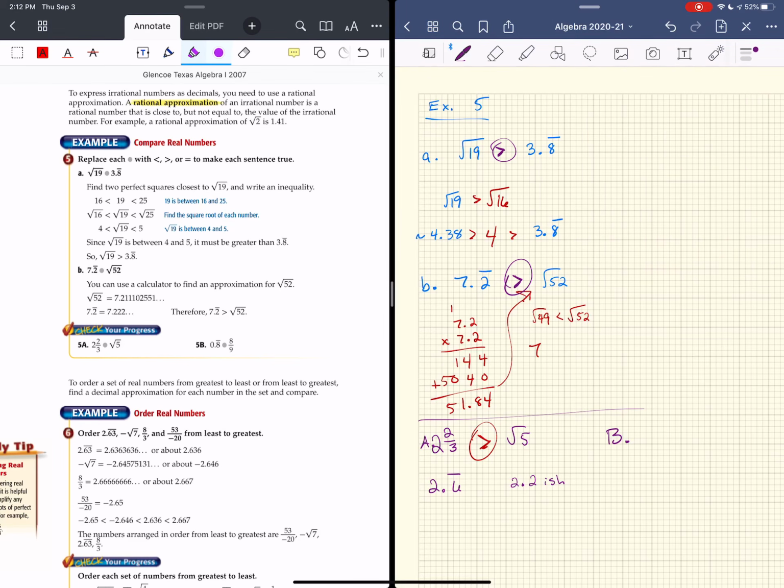And then for Check Your Progress 5B, 0.8 repeating compared to 8/9. You don't have a good reason to believe this yet, but you're just going to have to trust me. 0.8 repeating is the same as the fraction 8/9. So a little bit of a trick question there. These end up being equal to each other.